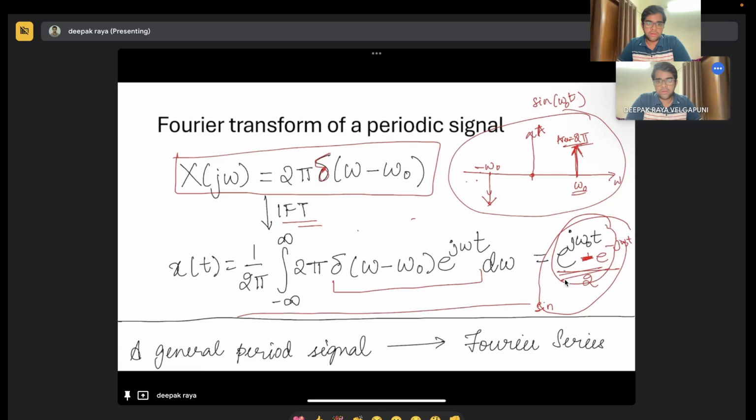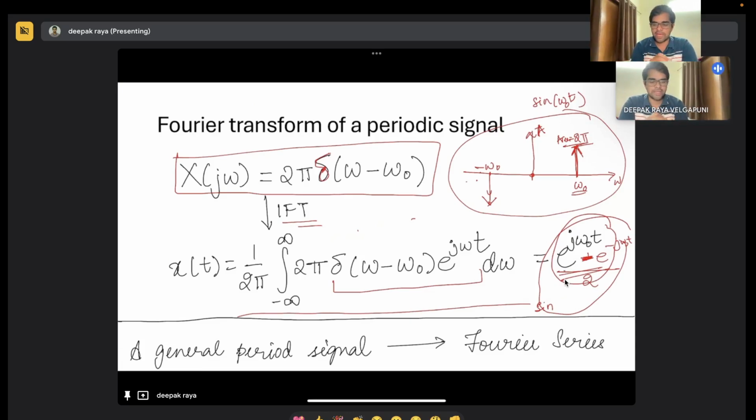Okay. Yeah, this one, right? Yes. Right. So in the time domain, it is sine omega naught t, but in the frequency domain, it is a subtraction of these two, e to the j omega naught. So how do we make it on a graph?